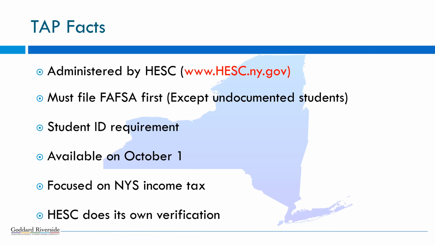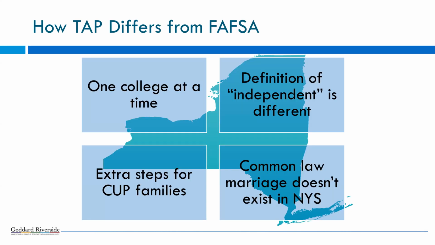All right. A couple more things about TAP. Unlike the FAFSA, you can only put one college at a time on the TAP application. So you're going to put a college in there. And again, don't worry, because you can go back in and change that when your student has an idea of where they're going to go. And then the definition of independent is vastly different on TAP in some ways, especially when it comes to the age aspect of TAP. TAP will allow students up to the age of 36, is it, Sandy?